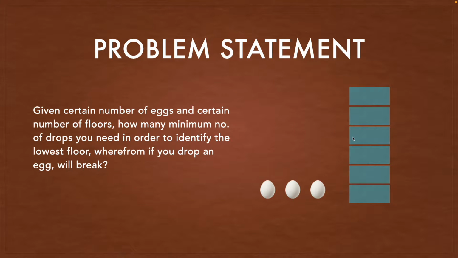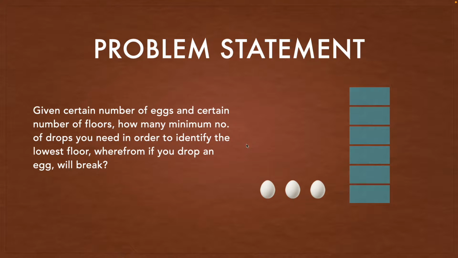So what it means is that you're going to have to find the first floor, and by first I mean from bottom to top, all right? The first floor wherefrom if you drop an egg, it will break. So this is the problem statement. I hope the problem statement is clear. If it is not clear, please feel free to pause the video, rewind, watch it again, and I hope you'll be able to understand. Now, we're gonna go to the solution part.